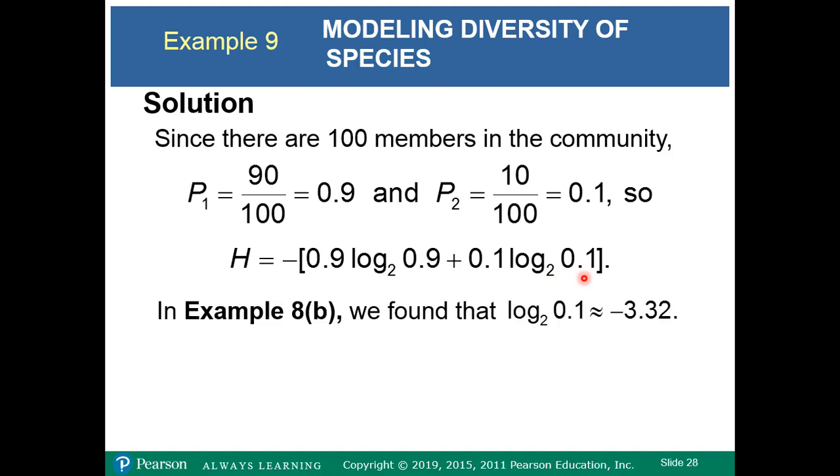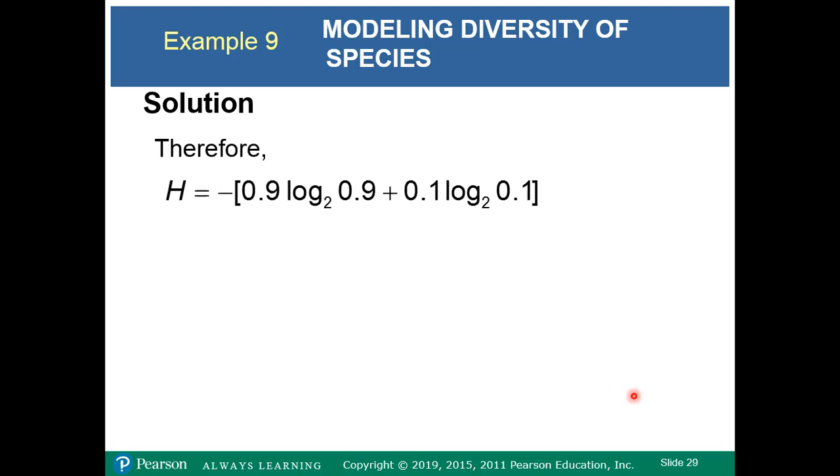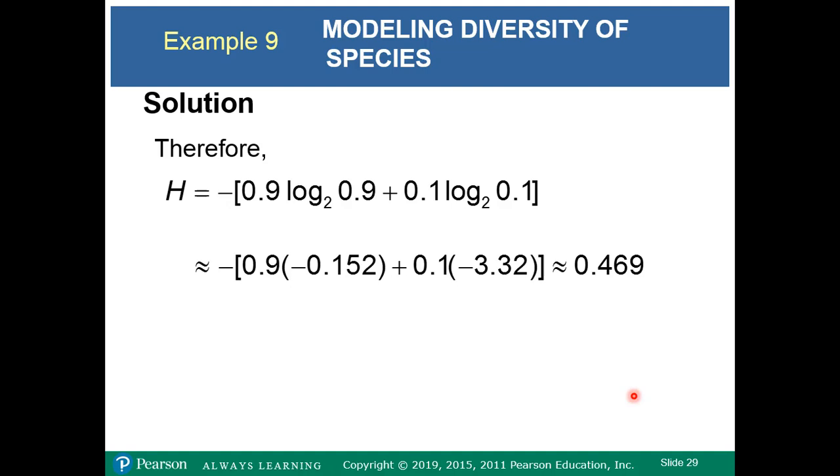In this case, from the last example, we found that log base 2 of 0.1 was approximately negative 3.32. And for this one here, we can use the change of base formula and say the log of 0.9 over log of 2 is equal to negative 0.152. So if we add both of these together, we get negative 3.472. Then you take the opposite of it, and you get positive 0.469.